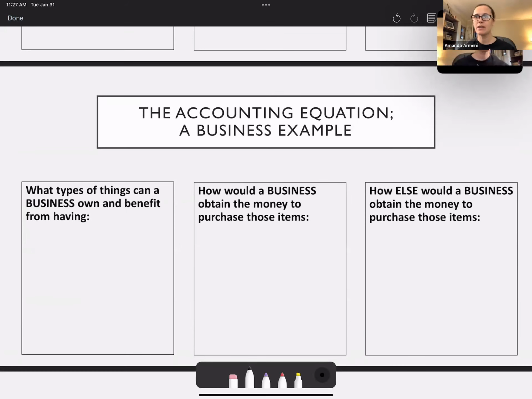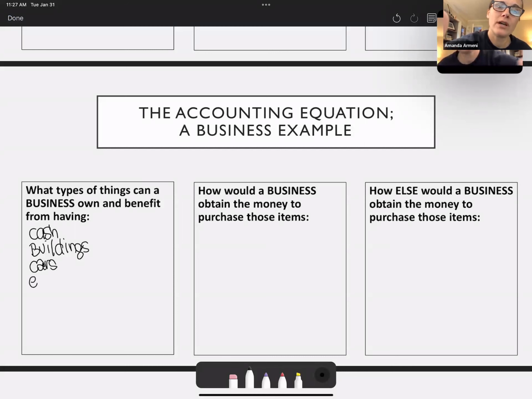So we're going to go through the same exercise, but we're going to think about it in terms of a business, right? What types of things can a business own and benefit from having? And by the way, some of them are going to be the same as what we listed on the personal example, right? A business can own and benefit from having cash, right? A business can own and benefit from having buildings, maybe not a home, but definitely buildings, cars.